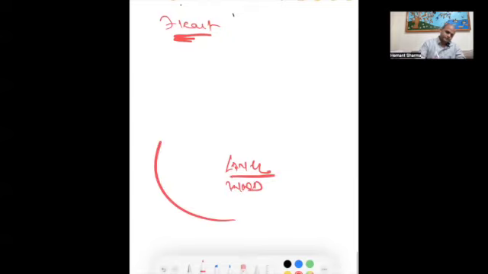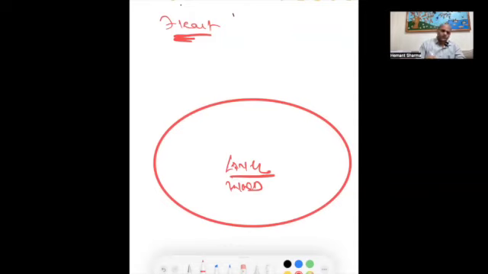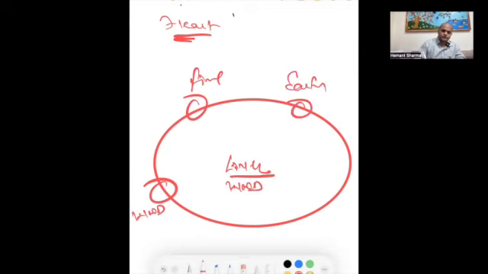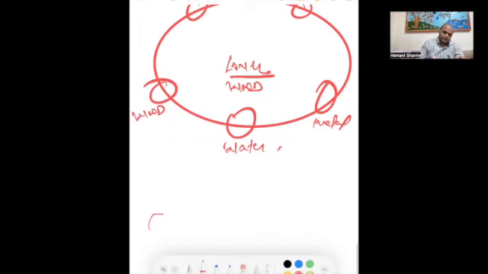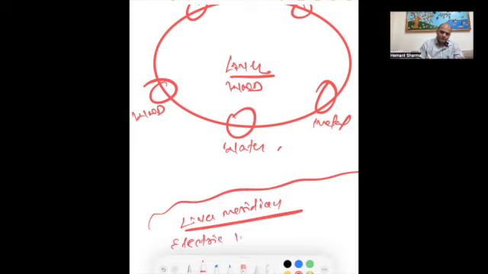So let's see the example of liver here. So this is the liver. Liver is the wood element. In the liver also we have wood, fire, earth, metal, and water. So we will be looking shortly, because the liver meridian is like this. The meaning of meridian: they are like electric wires circulating in the human body from top to bottom, bottom to top, and they are supplying good energy to the human body.